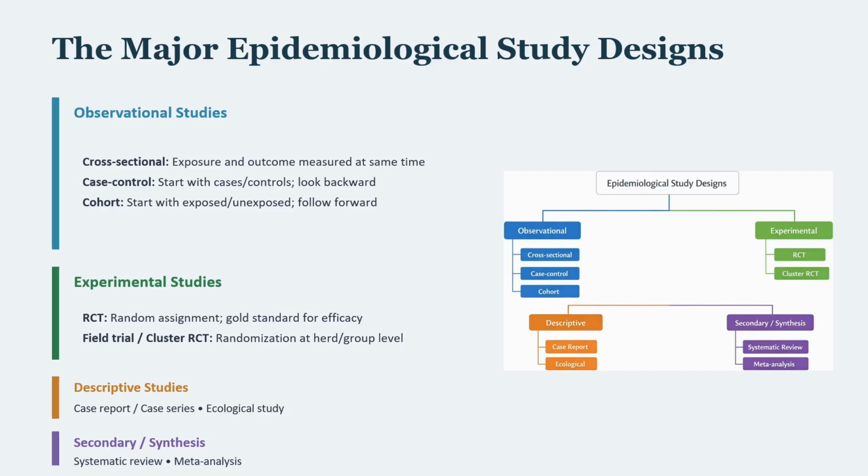Descriptive studies describe the distribution of disease without a formal comparison group. Case reports and case series generate hypotheses. Here's something unusual we saw. Ecological studies examine group-level data, as we discussed in Talk 4.3. Secondary studies synthesize primary research. Systematic reviews use formal, transparent methods to identify and critically appraise all relevant studies on a question. Meta-analyses go further and statistically pool results across studies to produce a combined estimate of effect. These sit at the top of the evidence hierarchy.